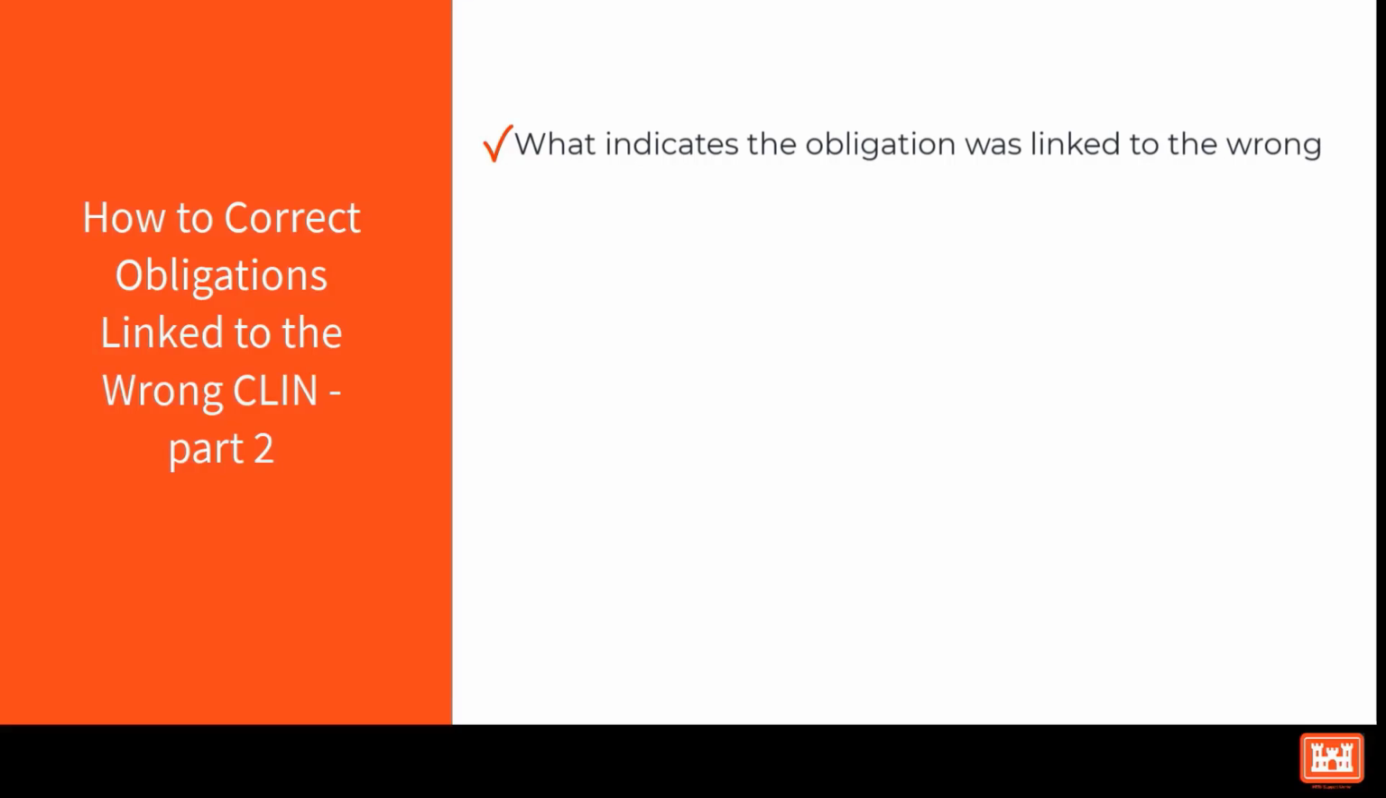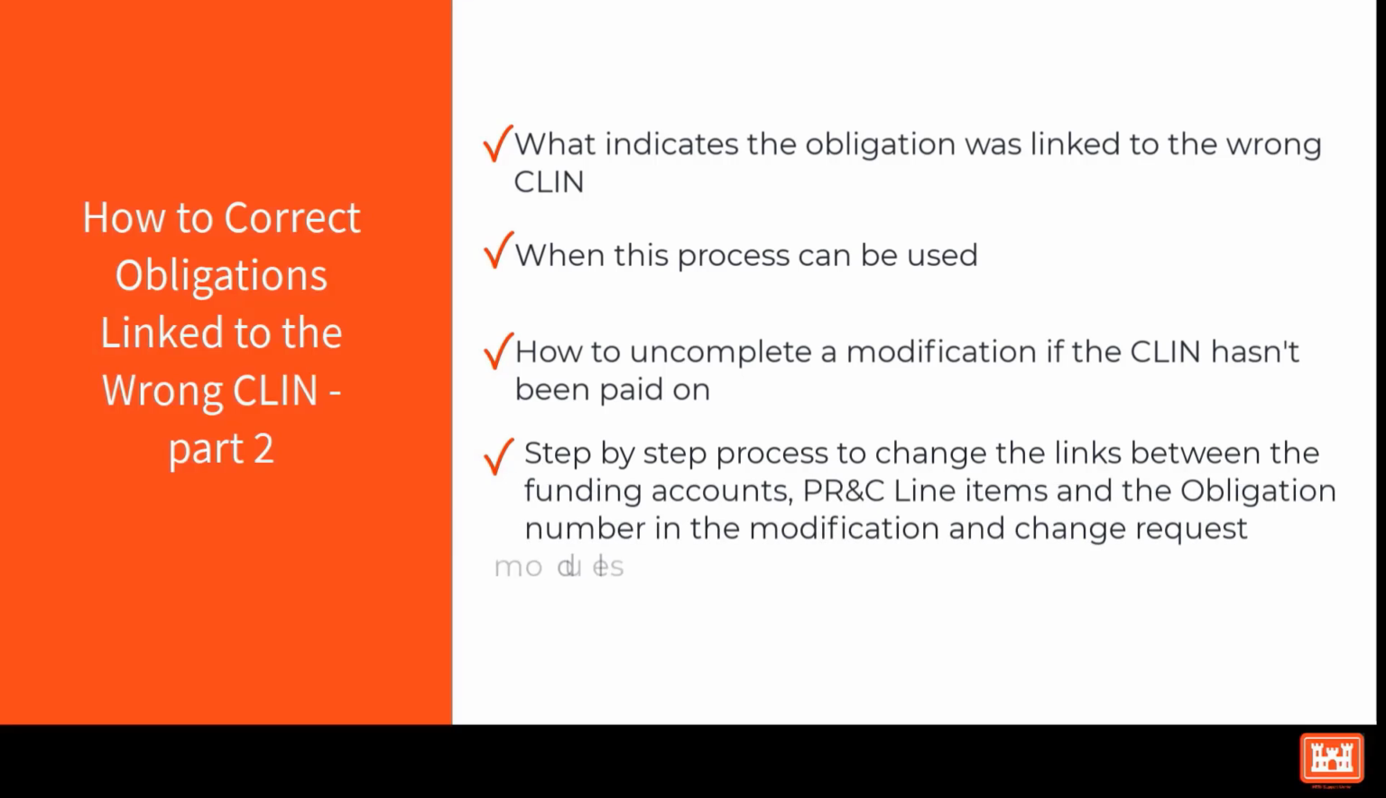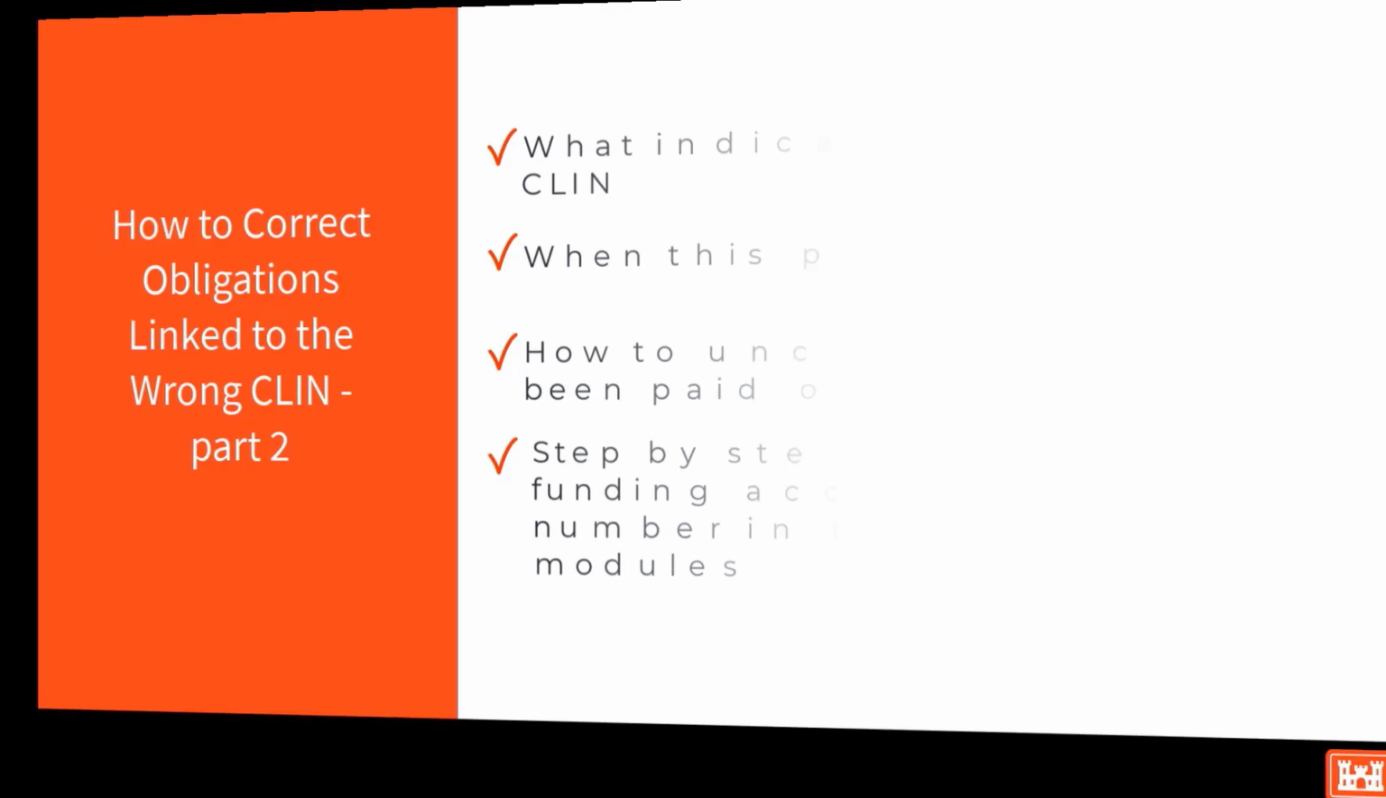In this video, we will go over what indications to look for to determine if your obligations are linked incorrectly, when this process can be used, how to uncomplete a completed modification if the CLIN hasn't been paid on, and the step-by-step process for how to correct the links between the funding accounts, PRNCs, and obligations in the modification and the change request. Now, let's get started.